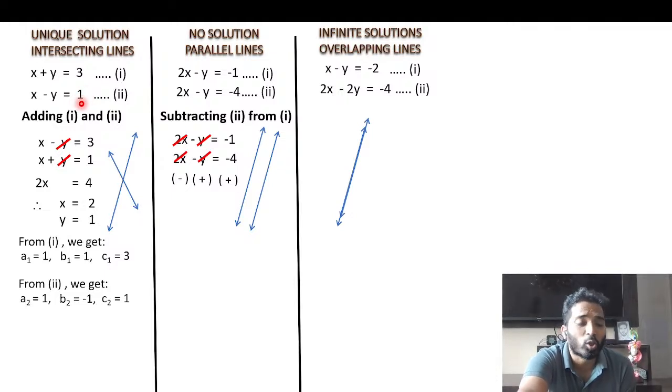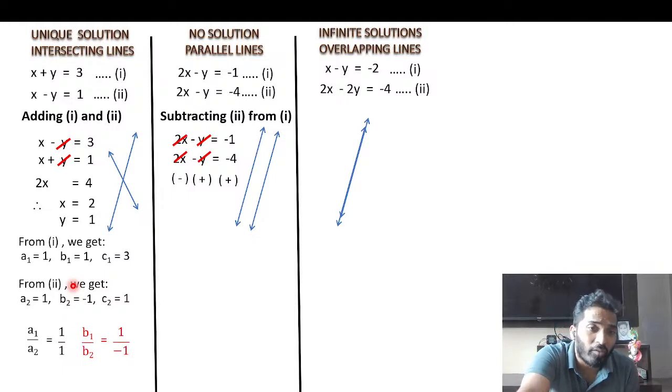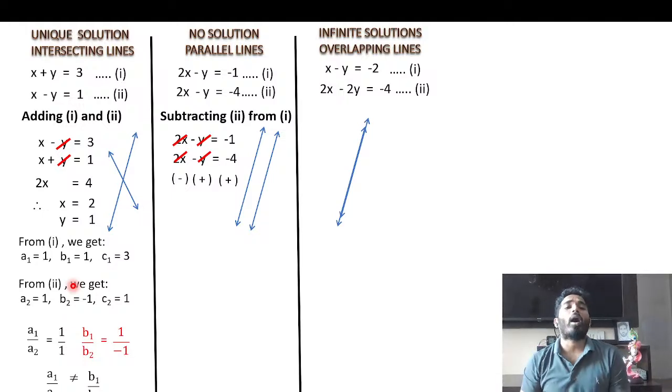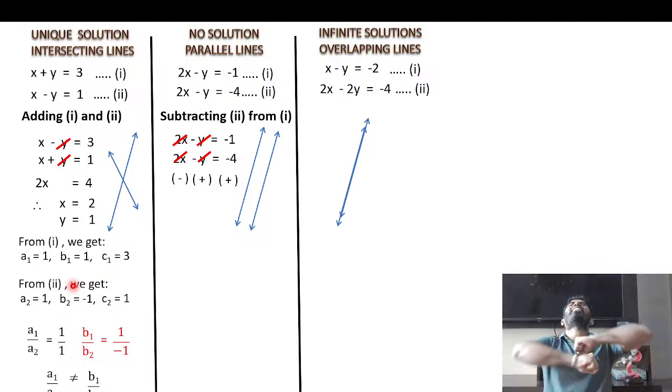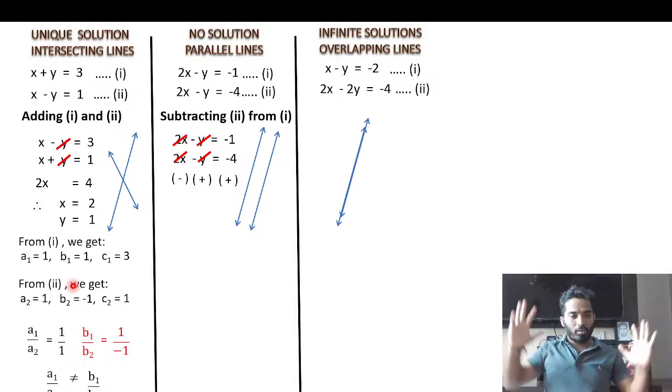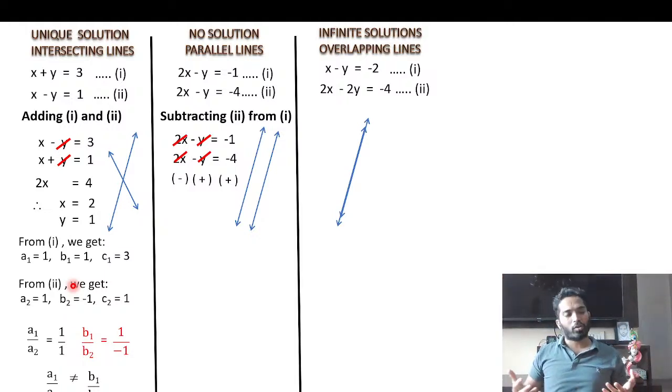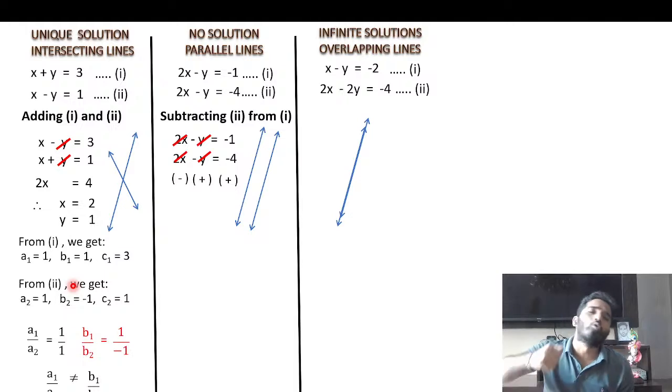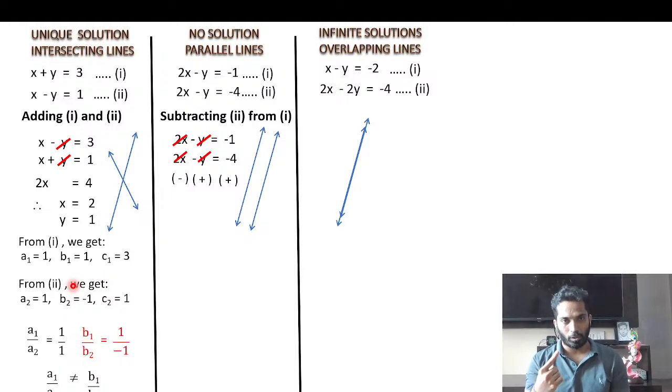Now, if you look at the ratios of the coefficients here, A1 upon A2 is 1 upon 1. B1 upon B2 is 1 upon minus 1. That means A1 upon A2 is not equal to B1 upon B2. Now, the beautiful part of linear equations is you can take any two linear equations. If A1 upon A2 is not equal to B1 upon B2, those two lines will always have a unique solution.